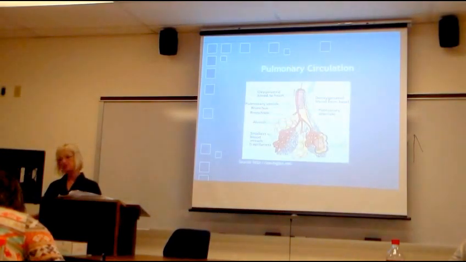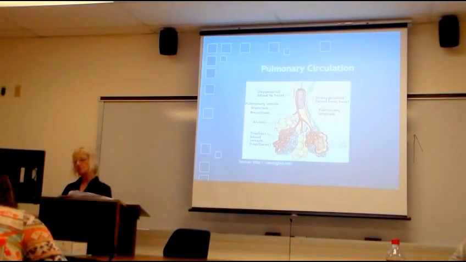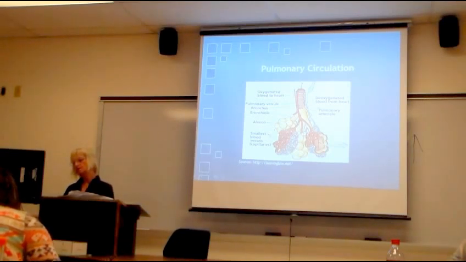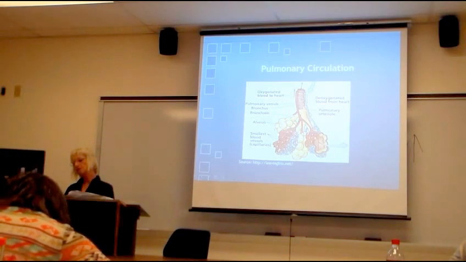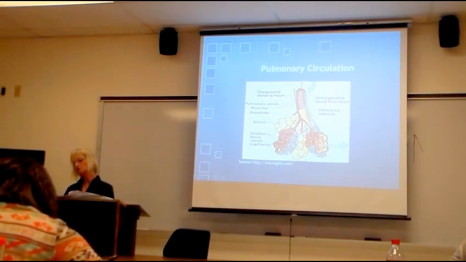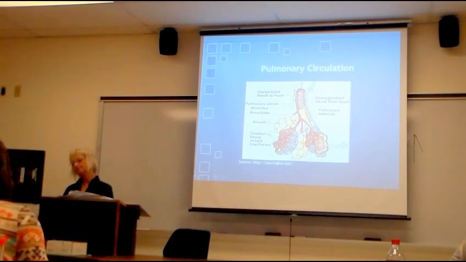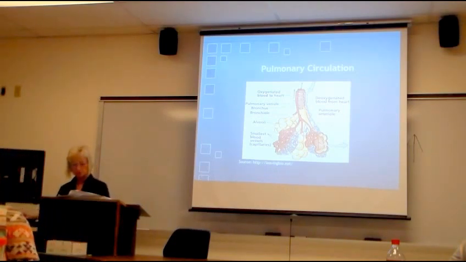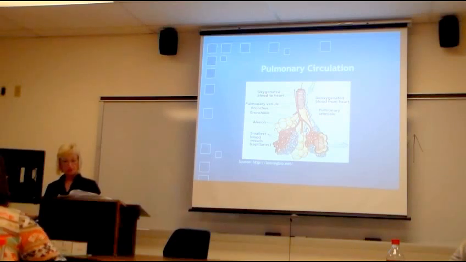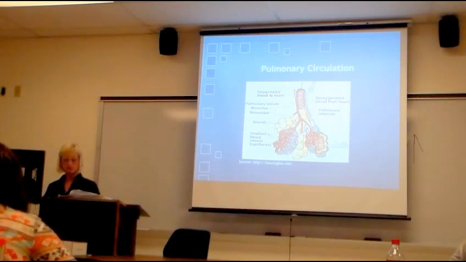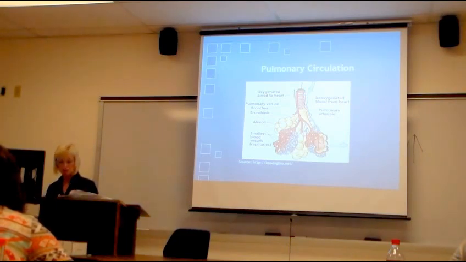Okay. This is pulmonary circulation. This involves deoxygenated blood coming from the heart, becoming oxygenated, and going back to the heart. So we're going to talk about this a little bit. First, the bronchial blood flow is the system that carries the blood that's needed for the lung itself. So it keeps the lung nourished.